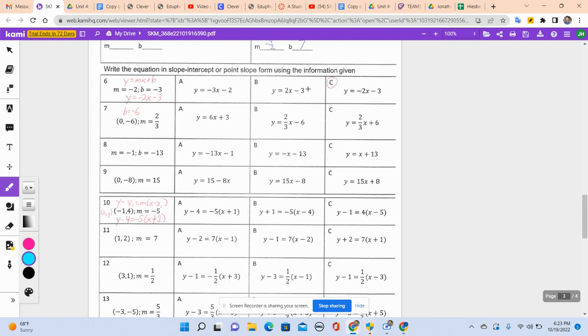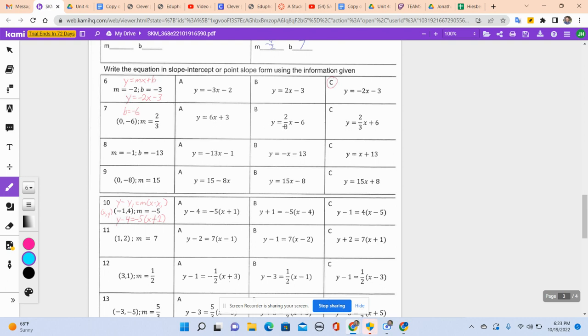Y equals mx plus b form. The answer is C. This does not specifically say b, it says 0, negative 6, but when you see a 0 and a number, you should recognize that as the y-intercept. It's the point where the line crosses the y-axis, so that's your b.